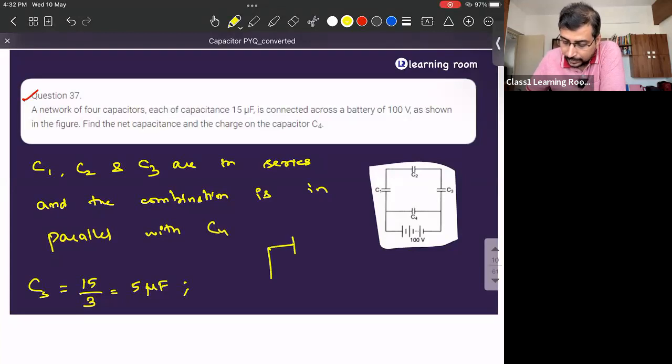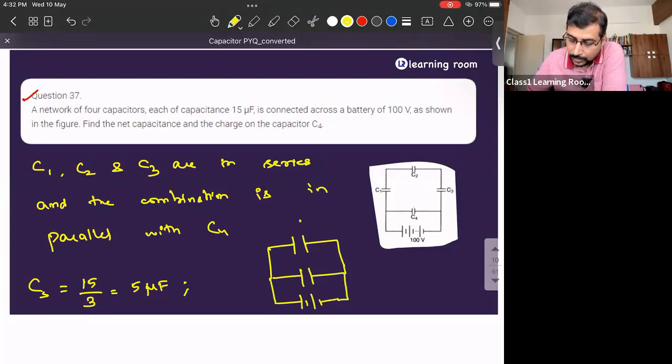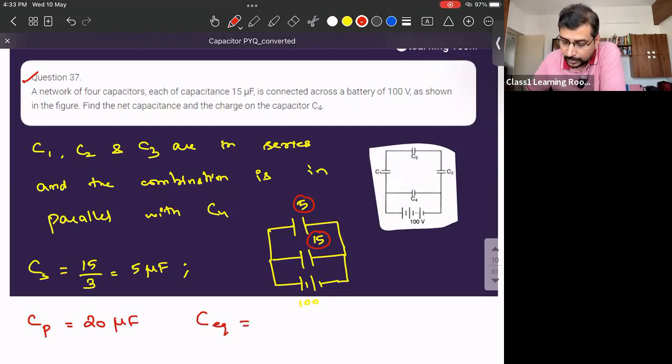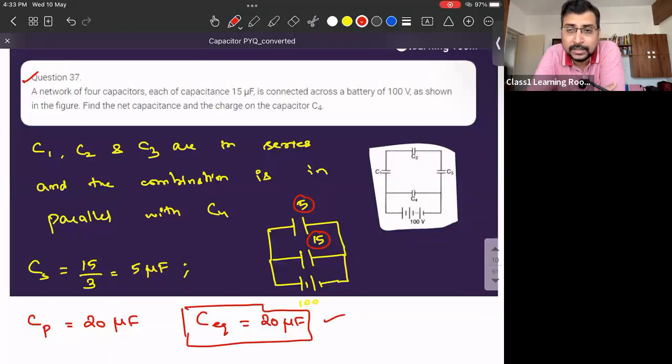So it is like this: 5 microfarad is connected across the 15 microfarad in parallel, and this is going to be 100 volt. So 5 and 15 are in parallel means what is going to be the equivalent capacitance in the parallel connection? It is going to be 5 plus 15, it is going to be 20 microfarad. So the equivalent capacitance of the network is going to be 20 microfarad. Am I clear with this?